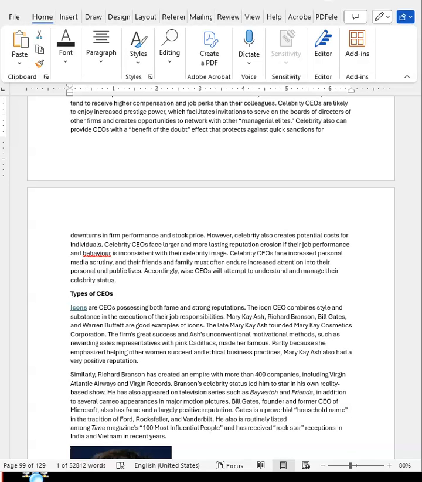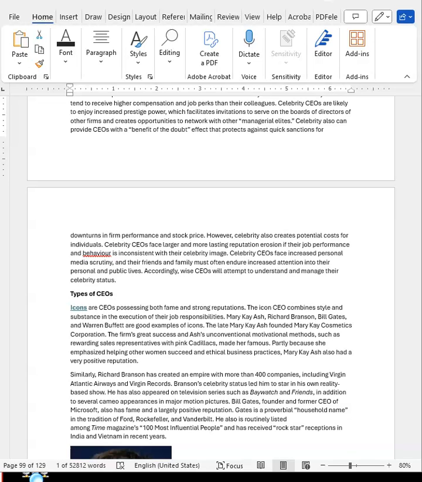Types of CEOs. Icons are CEOs possessing both fame and strong reputations. The icon CEO combines style and substance in the execution of their job responsibilities. Mary Kay Ash, Richard Branson, Bill Gates, and Warren Buffett are good examples of icons. The late Mary Kay Ash founded Mary Kay Cosmetics Corporation. The firm's great success and Ash's unconventional motivational methods, such as rewarding sales representatives with pink Cadillacs, made her famous.